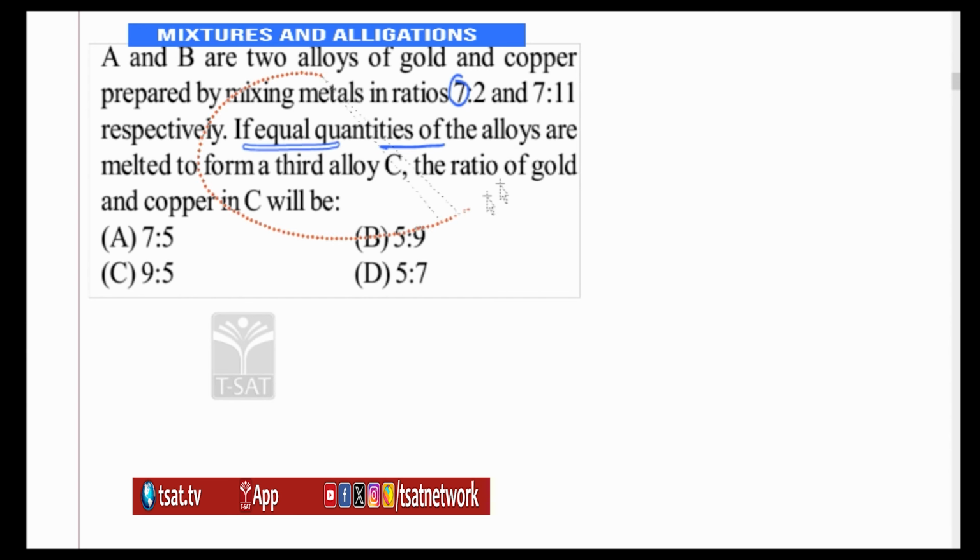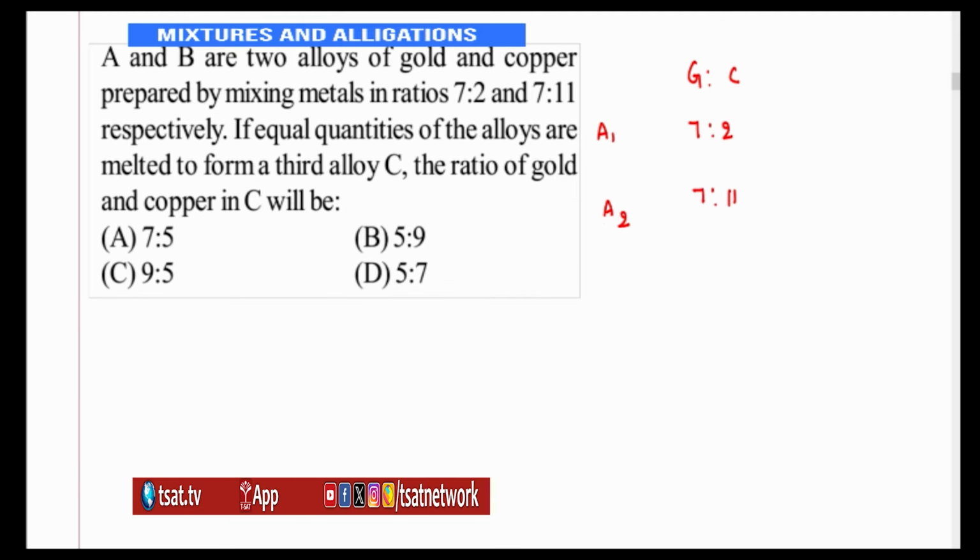How do I do it when they say equal quantities? Let's take the ratio of gold and copper in the first one. It's 7:2. In the second one, it is 7:11. This is alloy 1, alloy 2. Now tell me, take a multiple. How many parts are there? 9 parts. How many parts are there? 18 parts. Take any number which is a multiple of 9 and 18. I am taking 18 kgs.